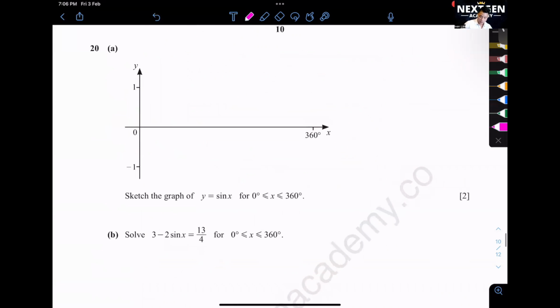Okay, question 20. Sketch the graph of y equals sine x. You need to know all sine, cos, tangent graphs. This is under trigo. Which chapter? Chapter 6. Go to chapter 6. Things that you all need to know: sine, cos, tangent. You all need to know how to solve also, which is the next question. So you need to know all sine, cos, and tangent graphs. This one, go and memorize it by heart.